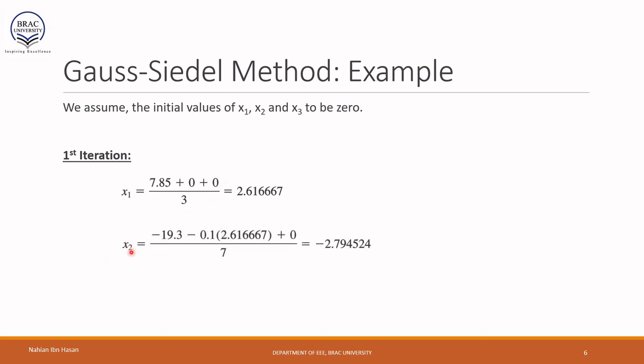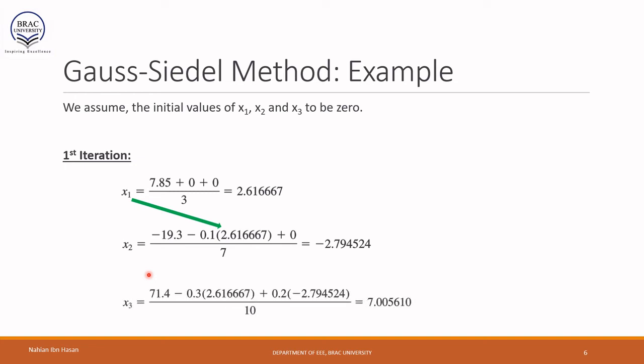But in case of determining the x2, we already have determined a modified approximation of x1, which is 2.616667. So this modified approximation is going to be used in the second iteration. But since we have not yet determined any x3 term, we are going to use the initial value, which is 0. So that's how we use the x1 to determine the value of x2. And in the last case, we are determining the value of x3. But since we have already determined the values of x1 and x2, we are going to use those values here to determine the value of x3.